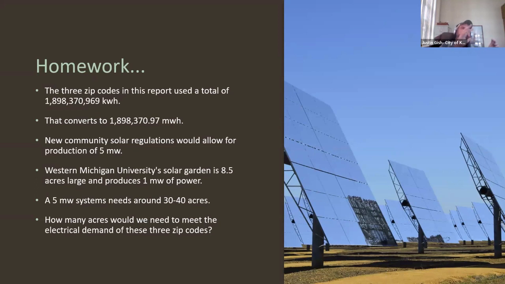And this is my friend Taylor, who will probably be working on this better at the county level. There's not 30 to 40 acres for a 5 megawatt system within the city. But that's not to say that you, as a resident of the city, can't buy into a community solar project in, say, Lawton or Mattawan. And that's the model they've described to me.